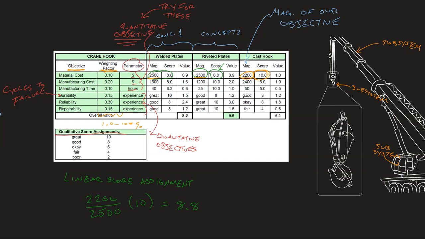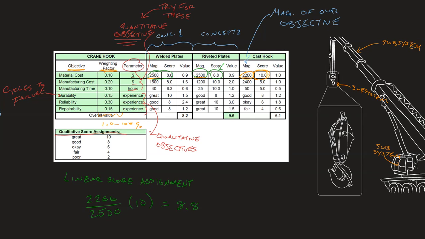And if we repeat this for our other options, for our manufacturing costs, we can see that if I were to take my best score, being 1,200, well, 2,400 is double 1,200, and it winds up being half the points. So our linear scale assessment is still holding true over here with each one of our designs.